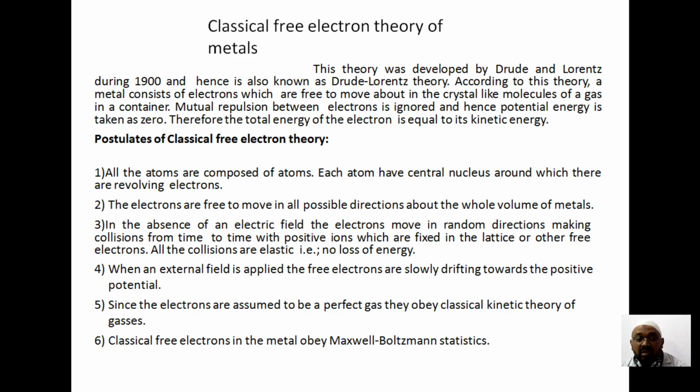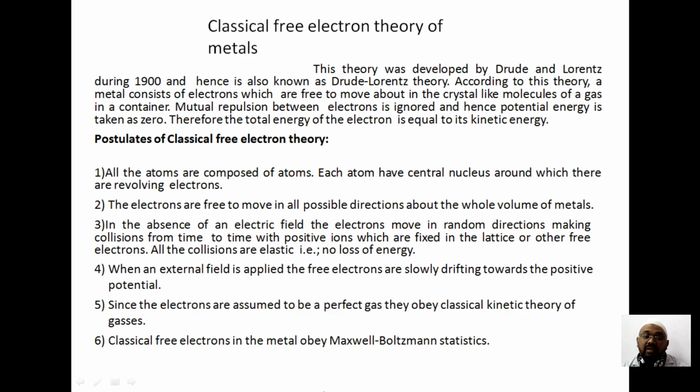They assume that the movement of the electrons is like the way molecules move in a perfect gas. If we compare with a perfect gas, then they should obey the kinetic theory of gases. So the classical electron theory's free electrons should obey Maxwell-Boltzmann statistics. This is why: the velocity of the electron can be calculated by Maxwell-Boltzmann statistics.